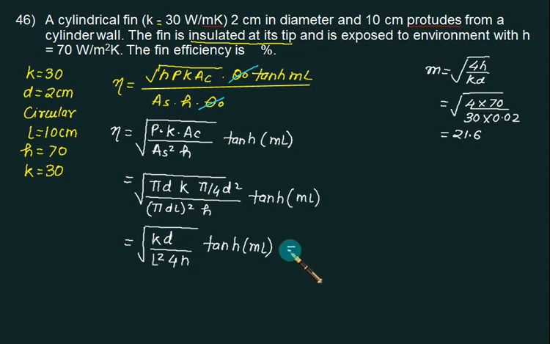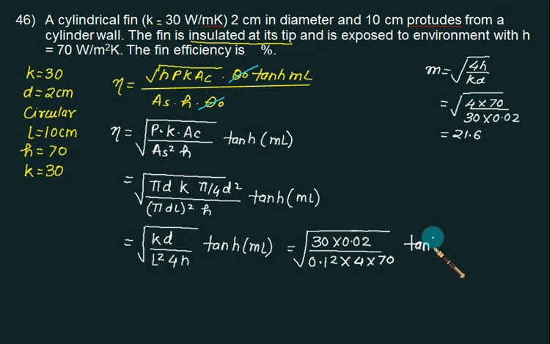Step by step we can solve this. Put k equal to 30, d equal to 0.02, L equal to 0.1 square, h equal to 70, tanh of 21.6 multiplied by 0.1, and confirm the efficiency equals 45%. So it is a very poor quality of fin. Efficiency should come approximately 90%.